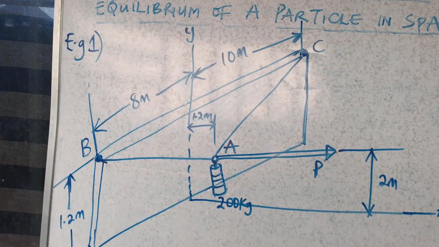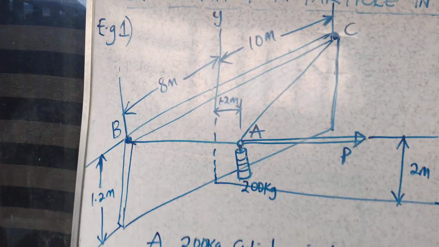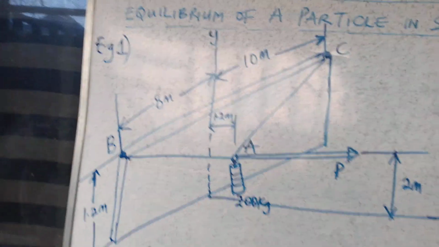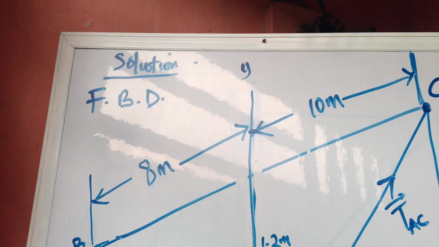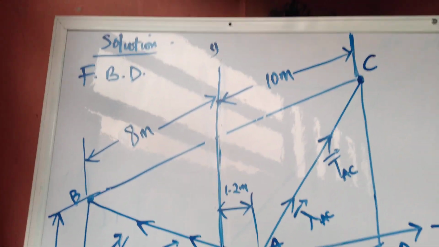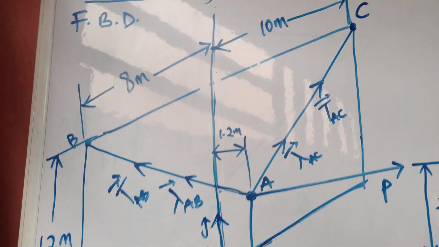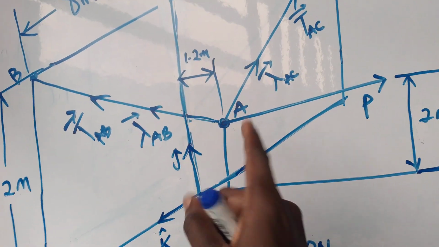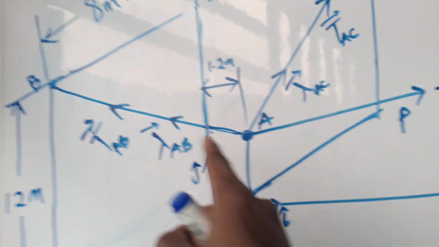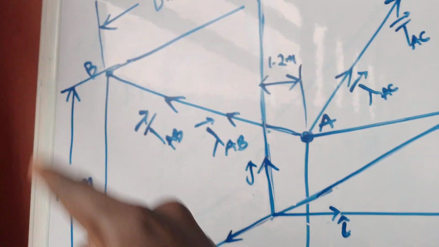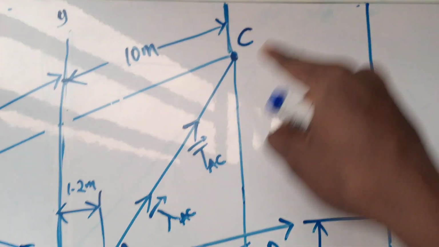You will first draw a free body diagram. Draw the free body diagram before you start solving. Alright, now this is our free body diagram. Okay, we come back here. This is the point A and B. So this cable is cable AB, and this is cable AC.